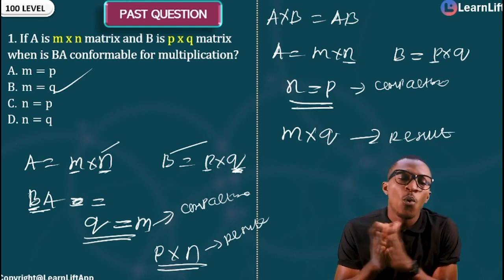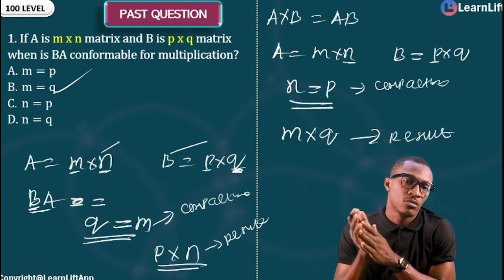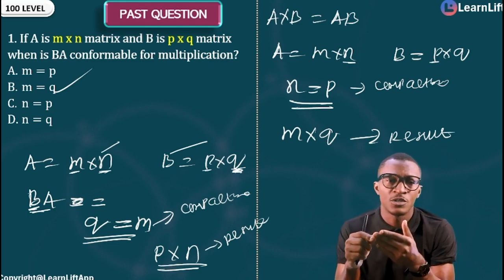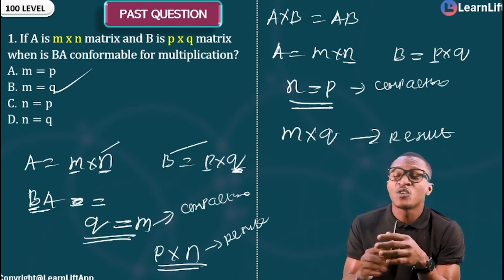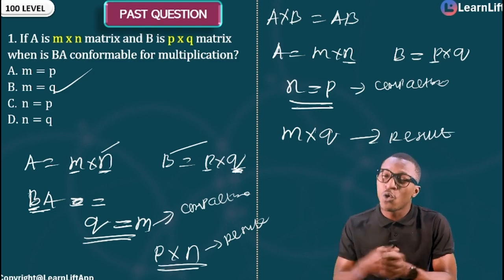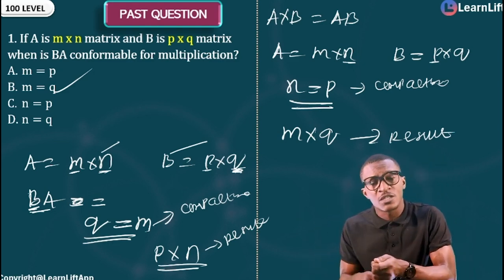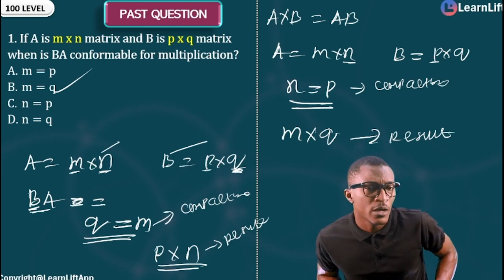Please know, when matrices are compatible, the column of the first matrix must be equal to the row of the second matrix.